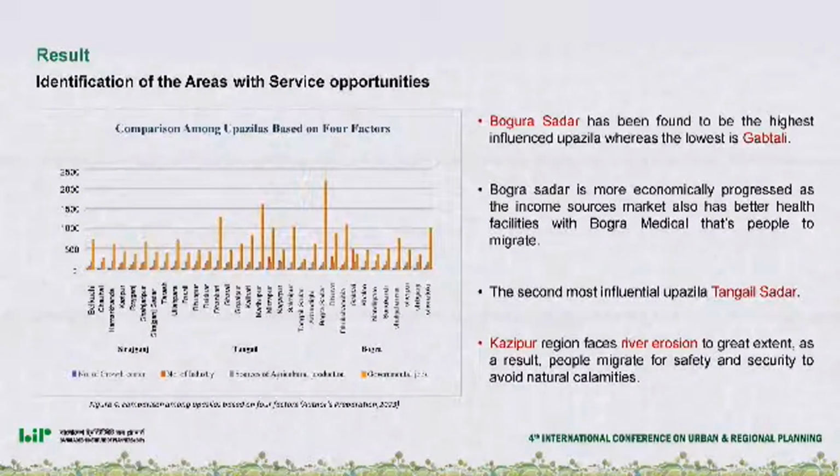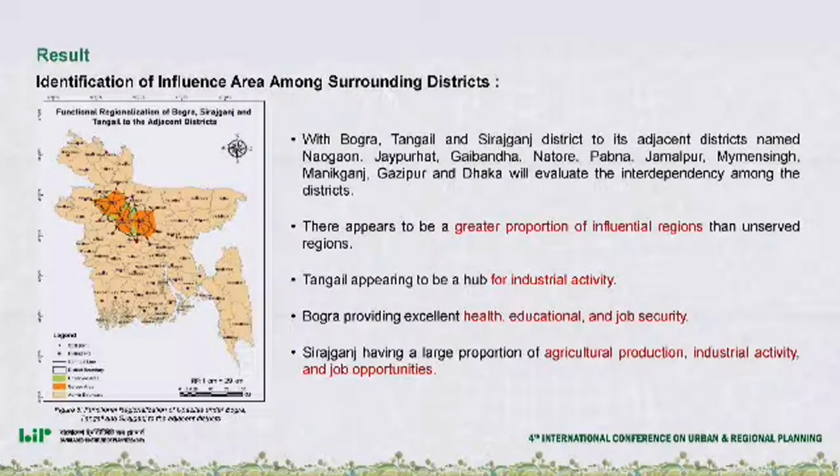Here we can see that Bogura Sadar has the highest internal migration, where Gabtali has the lowest. Bogura is economically more progressed, with the highest number of governmental jobs, a growth sector and others, whereas Gabtali has the lowest. And the same for Tangail Sadar. Here in the Kazipur region, we can see that it faces river erosion to a great extent. As a result, people tend to move.